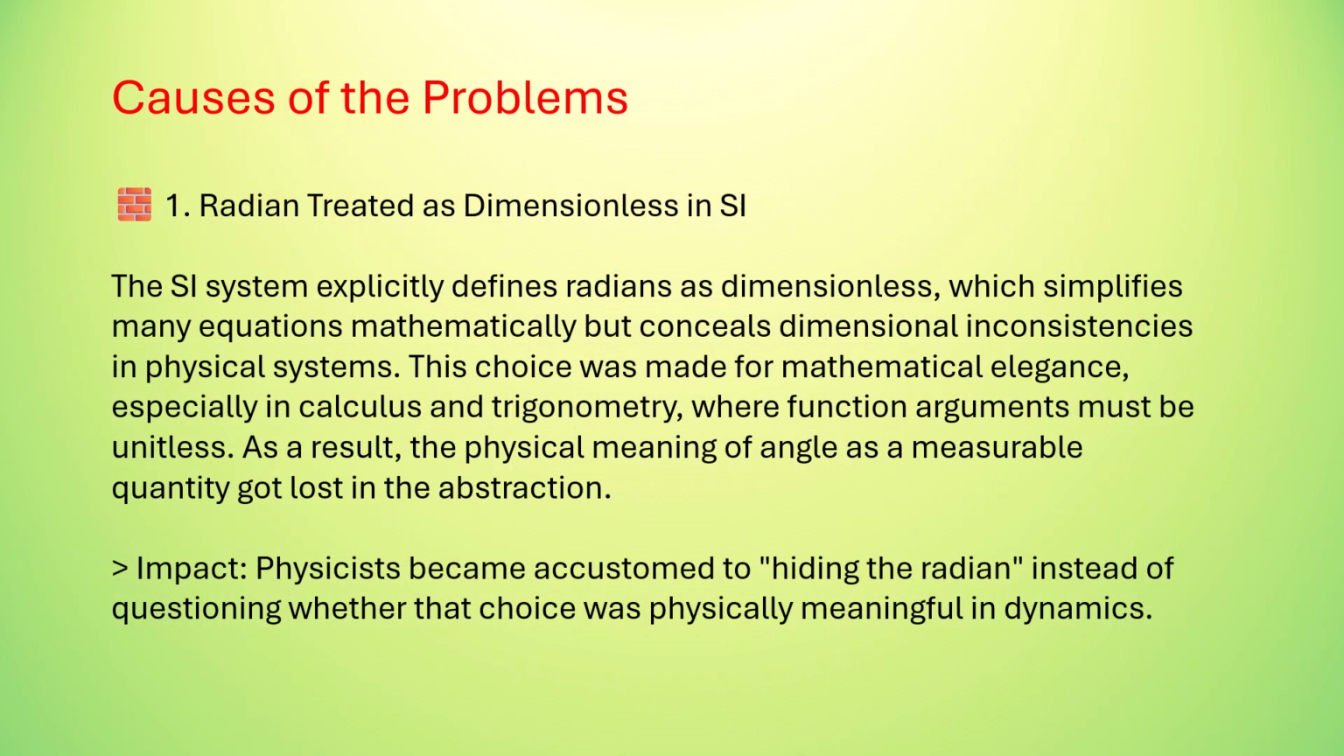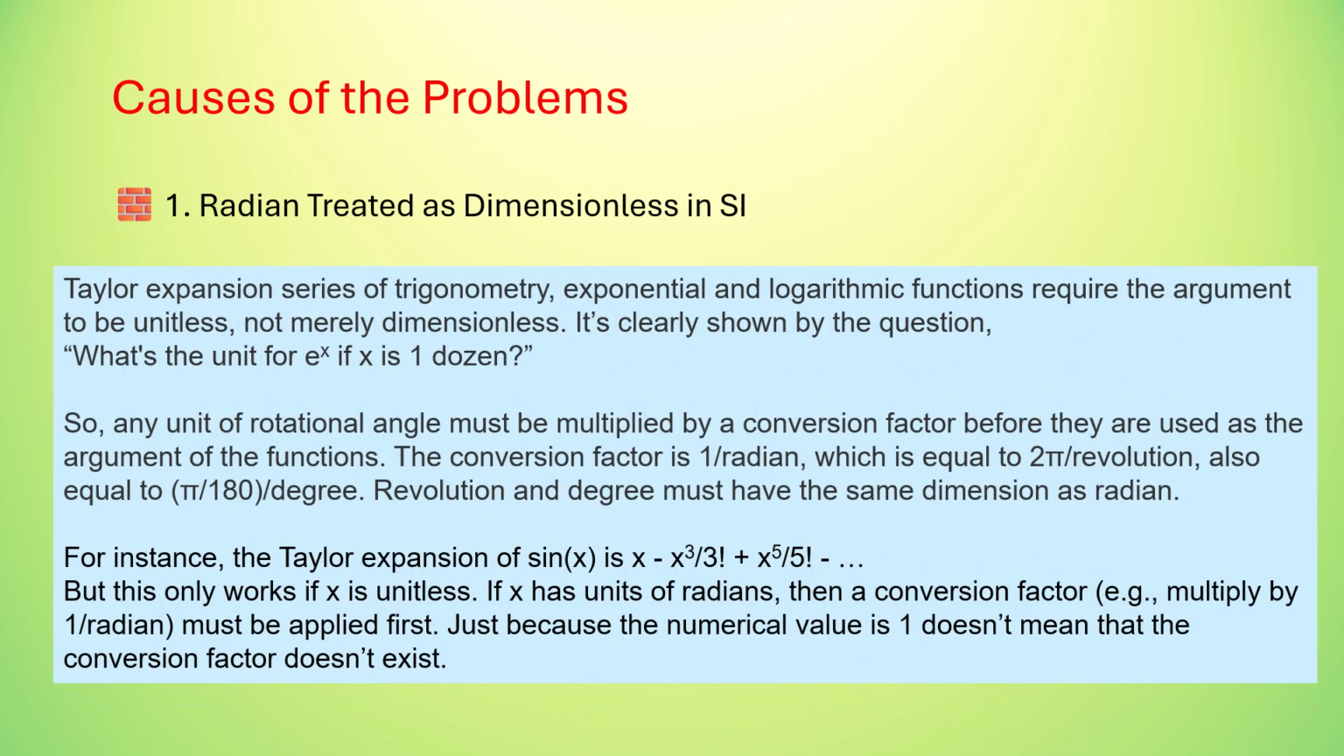We have identified some causes of the problems. The first is that radian is treated as dimensionless in SI. As a result, physicists became accustomed to hiding the radian instead of questioning whether the choice was physically meaningful in dynamics. Taylor expansion series of trigonometric, exponential and logarithmic functions require the argument to be unitless, not merely dimensionless. Just because the numerical value is 1 doesn't mean that the conversion factor doesn't exist.